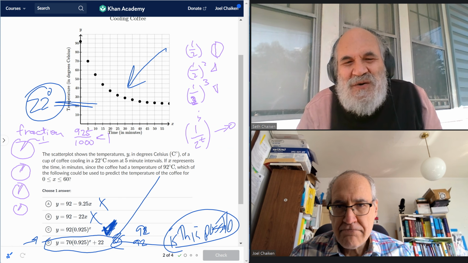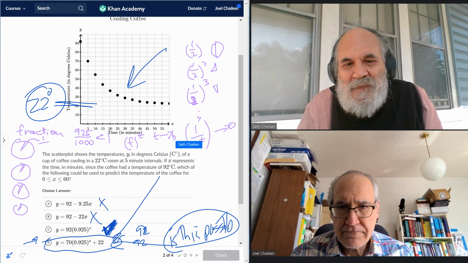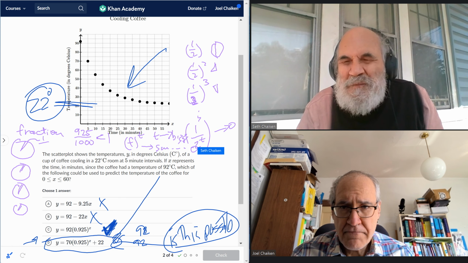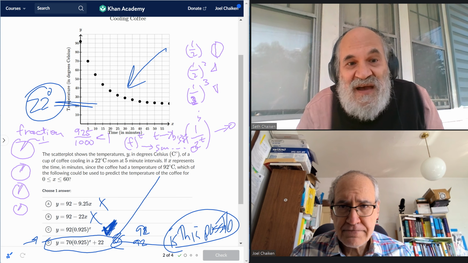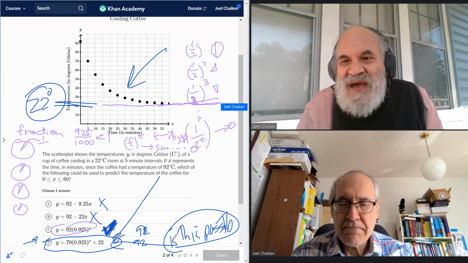And any exponential f with power t, as t gets larger and larger, f to the t gets smaller and goes down to 0. That's characteristic of this formula. But here we have a behavior that approaches a constant temperature, which is room temperature, and it's not 0.